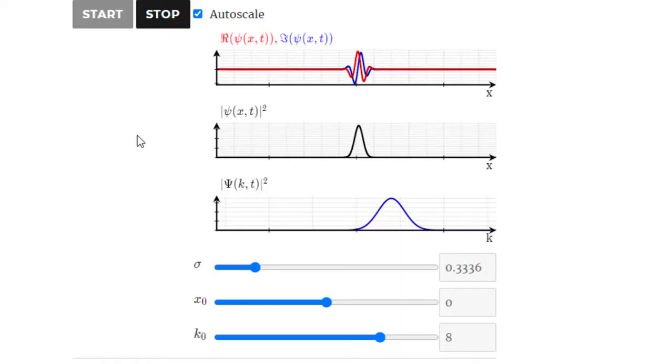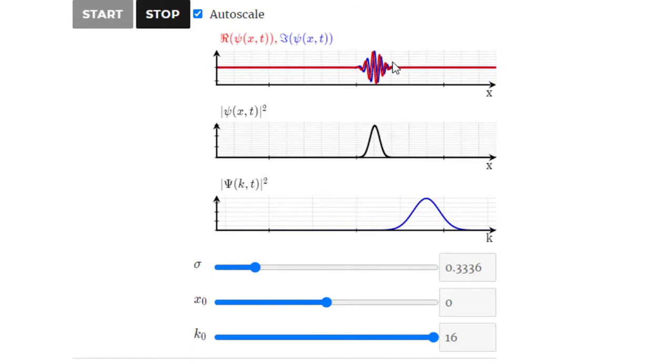So if we have a spatial frequency, if we have a wave number that isn't 0, it means we have a net momentum. It means our wave packet now has momentum. If k0 is positive, then it travels in the positive x direction. If k0 is negative, then it travels in the negative x direction. So let's just run this simulation and you'll see what I mean.